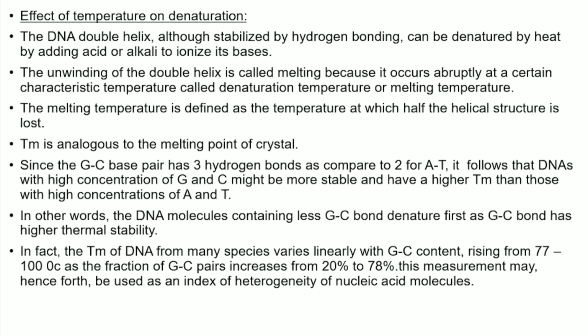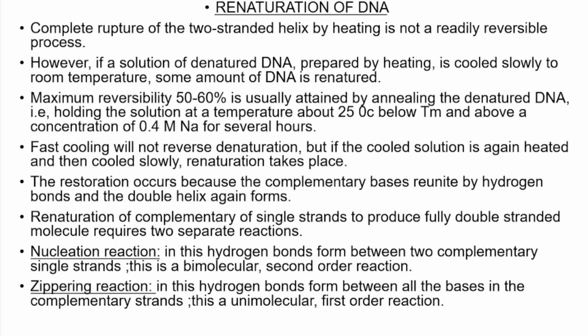In other words, the DNA molecules containing less guanine and cytosine denature first, as the guanine-cytosine bond has higher thermal stability. In fact, the melting temperature of DNA from many species varies linearly with GC content, rising from 77 to 100 degrees Celsius as the fraction of GC pairs increases from 20% to 78%. This measurement may be used as an index of heterogeneity of nucleic acid molecules.